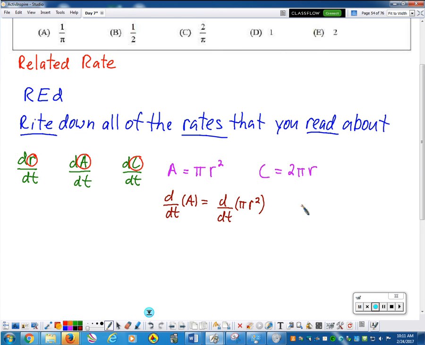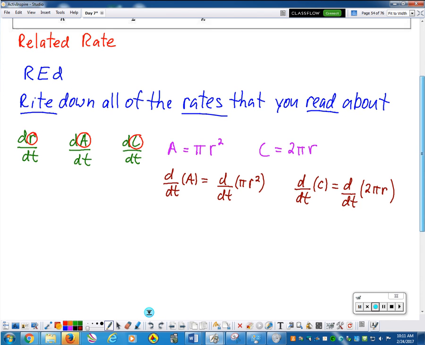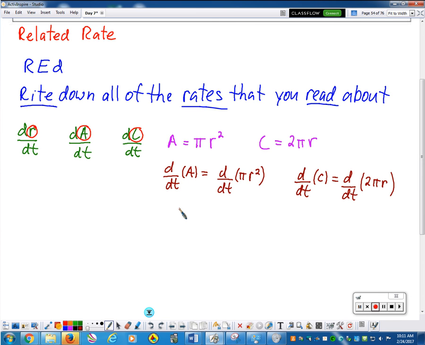Do the same thing here. d over dt of C, d over dt of 2 pi r. You can't set them equal unless there's a reason that would allow that. So don't do that. That would be kind of a blind step. There's got to be a reason. But we need to finish the derivative. So the left side just stays dA/dt. But the right side can be written differently using the derivative rules.